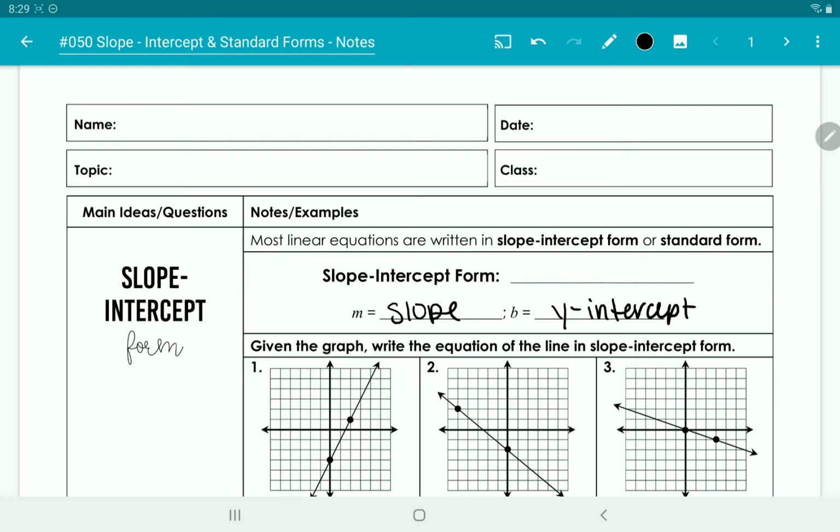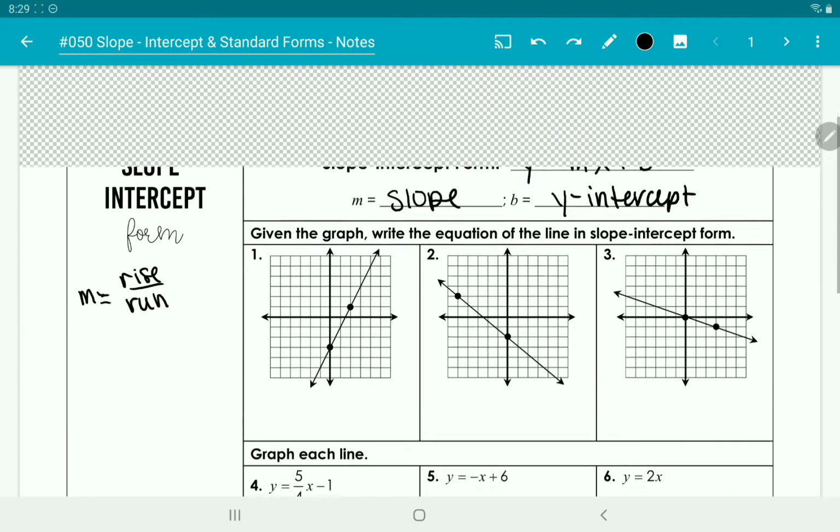Okay, so m is going to be the slope of the line, and again, slope, m, is rise over run. So again, how far up or down you have to go, and then how far to the right you have to go. And if you're looking for a line in slope-intercept form, it's going to be y equals m, so the slope, times x, and then plus whatever the y-intercept is, b. Okay? So let's look at these.